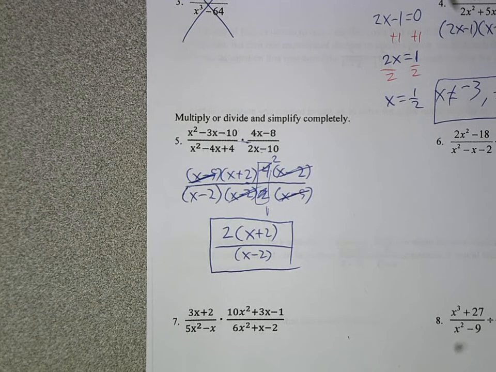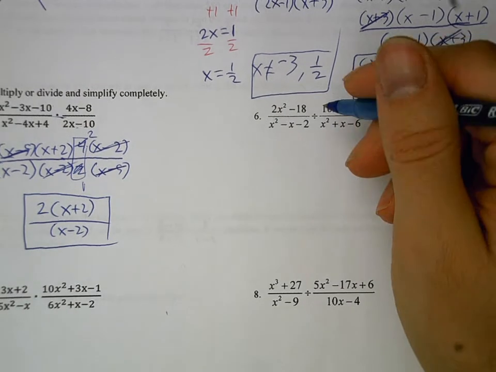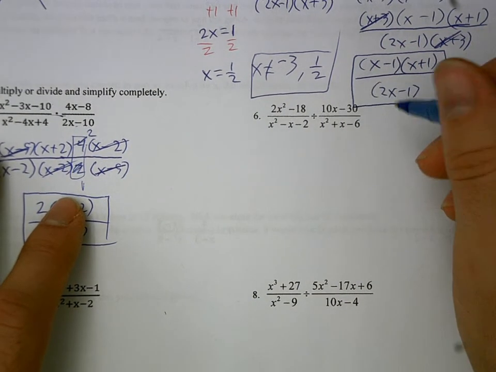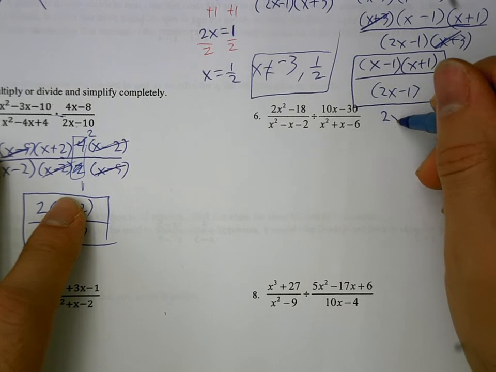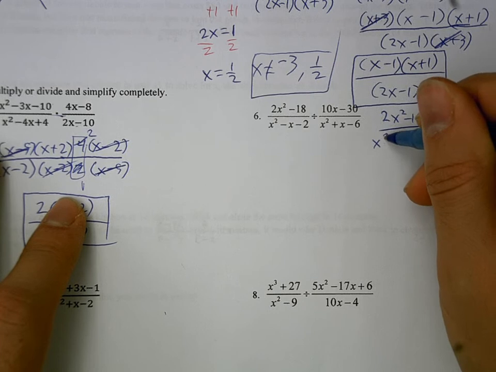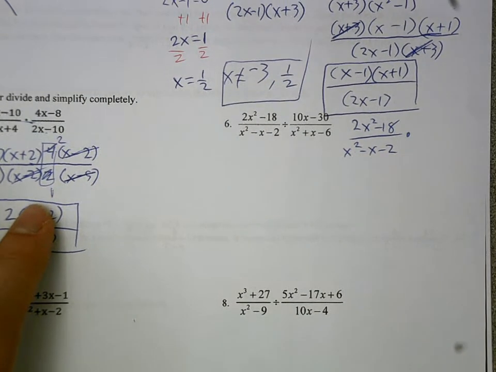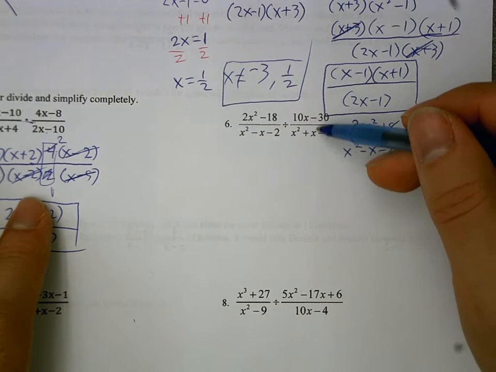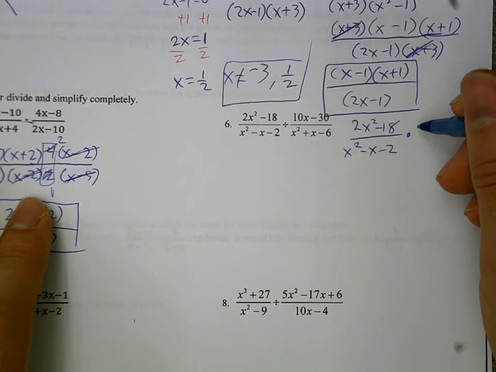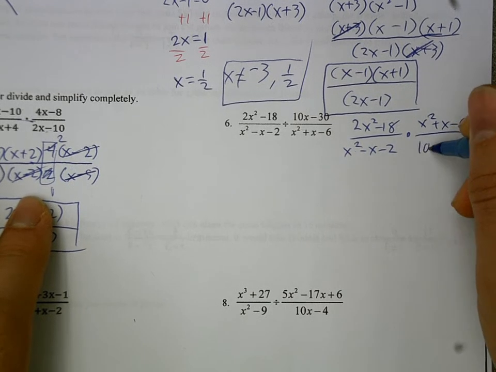So now, I want you guys to try 6. Same thing, but we have one extra step at the beginning. Division becomes multiplication, 2x squared minus 18. The first one does not change, x squared minus x minus 2. But this division becomes multiplication times this one flipped over. The whole keep, change, flip, giving us x squared plus x minus 6 over 10x minus 30.